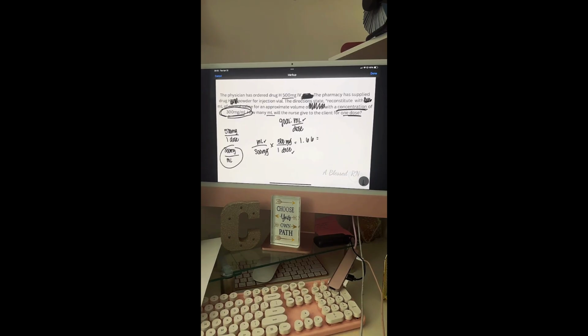Okay? Anybody else have any questions about this problem that I just did? And yes, the answer is 1.7 milliliters per dose.